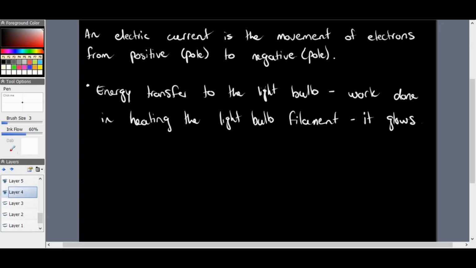That energy that the cell contains is called chemical potential energy. So a cell contains chemical potential energy. Now I'll explain what chemical potential energy means.